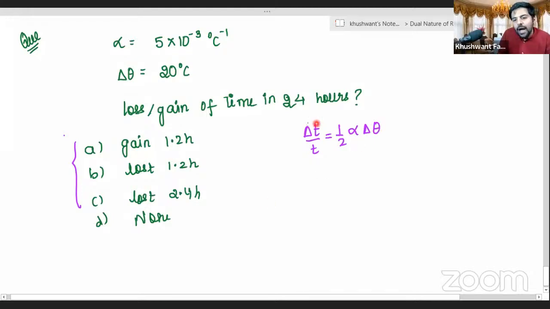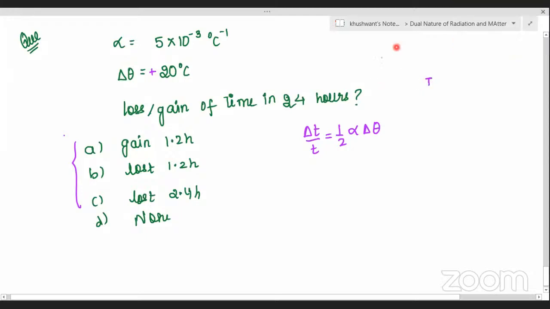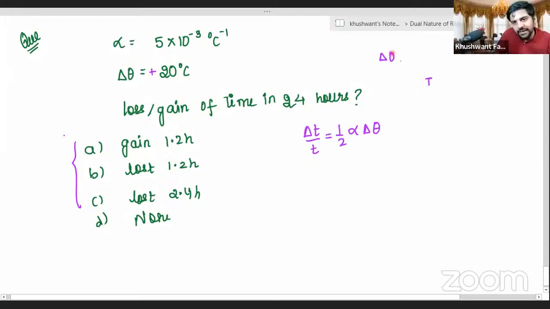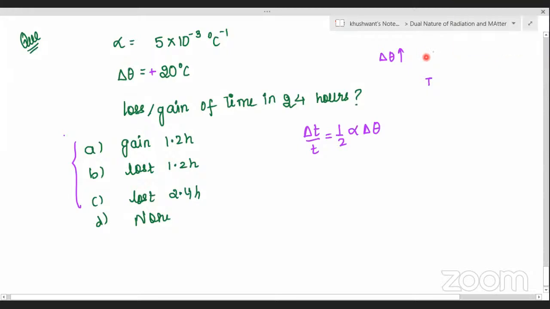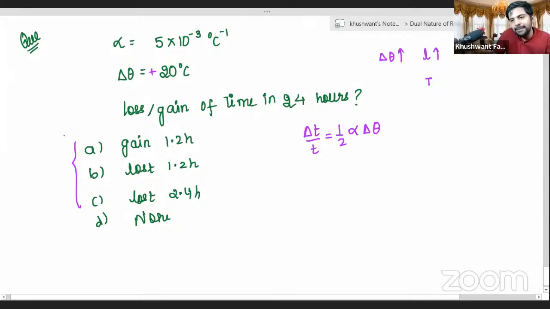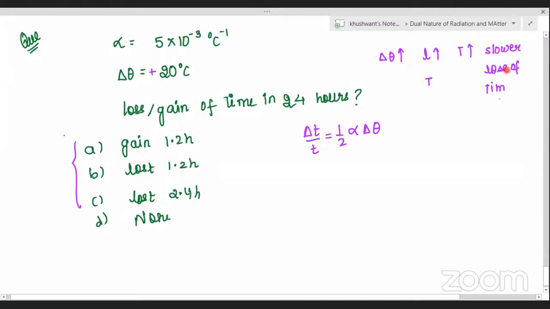Yes, now this is the loss or gain of time. Tell me what will happen when we are increasing the temperature. With the increase of temperature, does length increase or decrease? Length increases. If length increases, that means time period increases. That means the clock will become slower, which means we will lose time, correct? The loss of time is taking place over here.